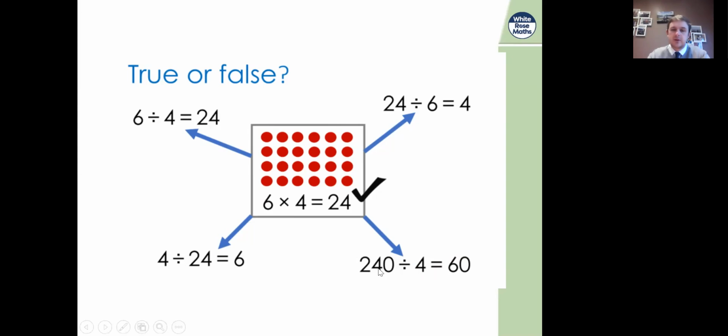The other one that's true on there is this bottom one. 240 divided by 4 is 60. I want you to imagine for a second that you're covering up those 2 zeros in that calculation in your imagination. And you'd have 24 divided by 4 equals 6. The 24 is one place bigger to make 240, and so the quotient of 6 has gone up to 60. So that's absolutely right there. So the 2 on the right-hand side were the ones that were true.